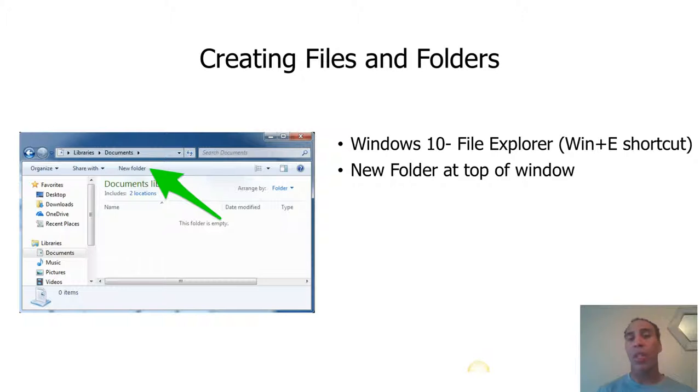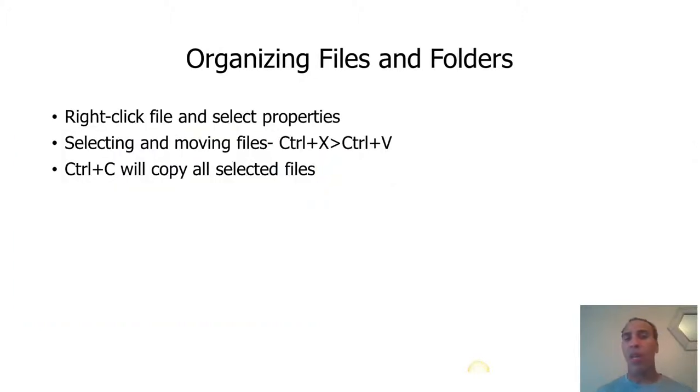Creating files and folders, just like I just talked about: in Windows 10 File Explorer, you just hit Windows E, that's a shortcut, and all these things come up. Like I said, you can access your desktop, downloads, OneDrive, documents, music, pictures, videos, everything there. You can also create a new folder at the top of the window. So, Windows E, and I want to create a new folder, this is my BA132 class. Organizing files and folders is very simple and easy.